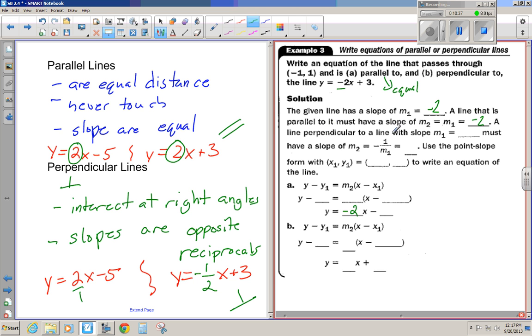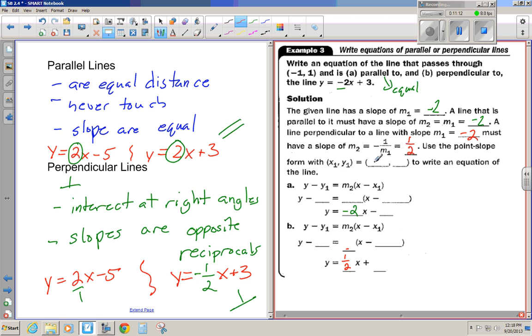A line perpendicular to a line with slope of m1 must be the opposite. Okay, let's do different colors here. So m1 has a slope of negative 2. So perpendicular is opposite reciprocal. So it becomes the opposite of negative 2, which is positive. And the opposite of 2 over 1 is 1 over 2, so it's 1/2. So the answer down here will have a slope of 1/2.